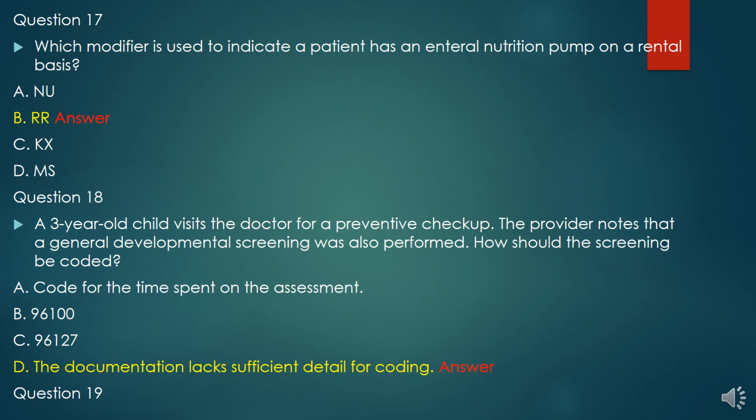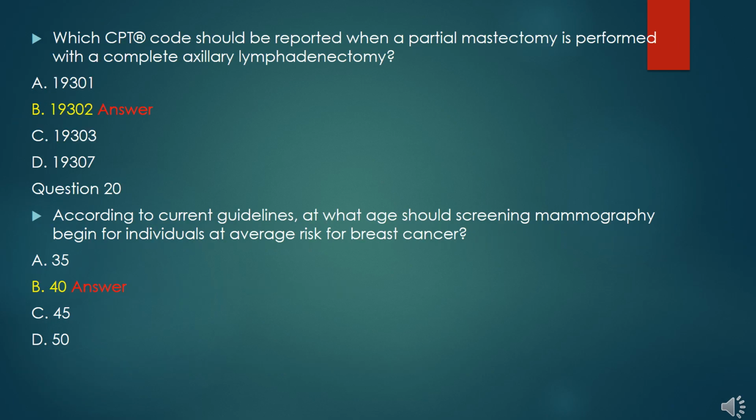Answer. Question 19. Which CPT code should be reported when a partial mastectomy is performed with a complete axillary lymphadenectomy? A. 19301. B. 19302. C. 19303. D. 19307.